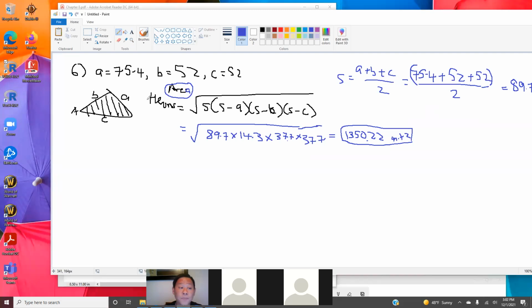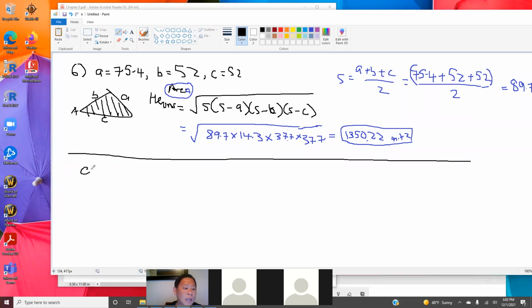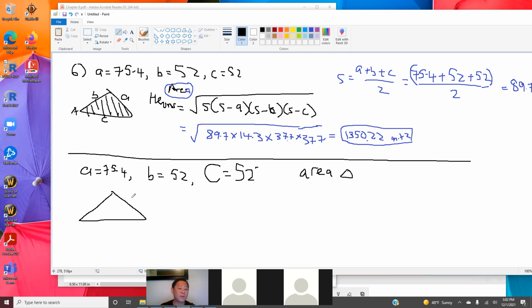Now, if I give you three sides, what happens if I change this so that A is 75.4, B is 52, and capital C in this case is 52 degrees? So now you don't have three sides. I still want you to find the area of this triangle. In this question, they give you two sides and an angle. So if you draw the picture, I give you A, I give you B, and I give you this 52 degrees here, your angle C here.